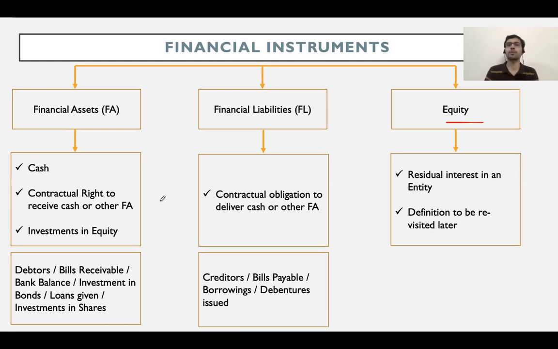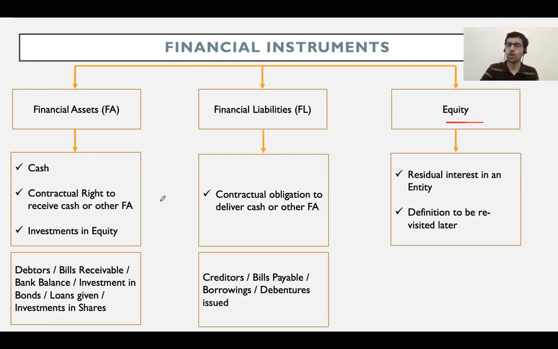Simple examples would be debtors. I have sold goods to you and we have entered into an agreement whereby I have the right to receive cash from you. Therefore, debtors will be treated as a financial asset. Similarly, any investment in bonds or any loan that I've given gives me a contractual right to receive cash from you.